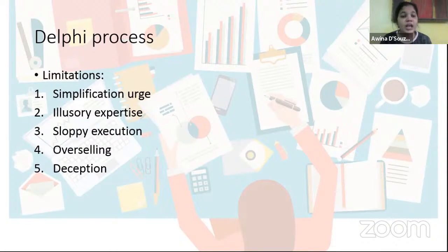And deception. When the data is given to the panelists, it could be manipulated before it is given, but the panelists might take it as it is. They wouldn't go into the details of it. And when the paper comes out, it would be a state of deception for the people who are getting the research paper done.